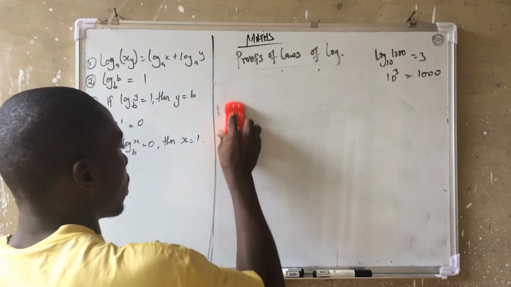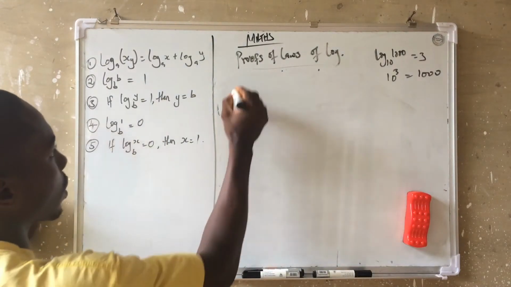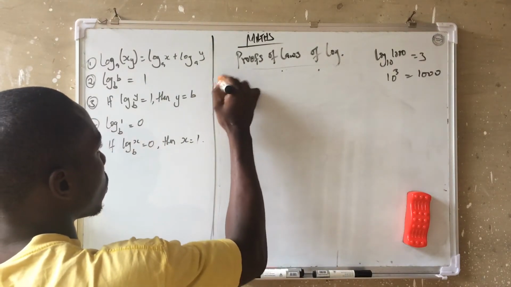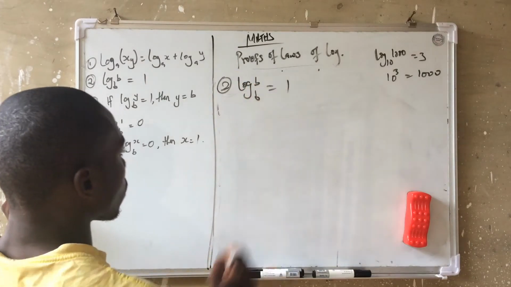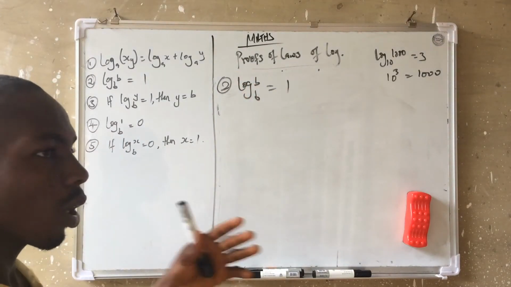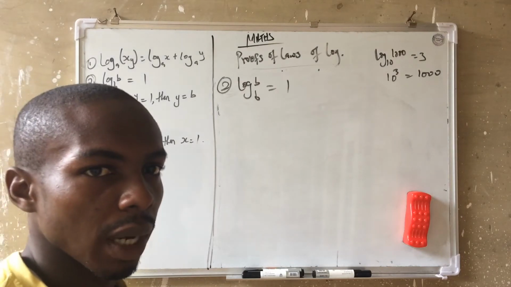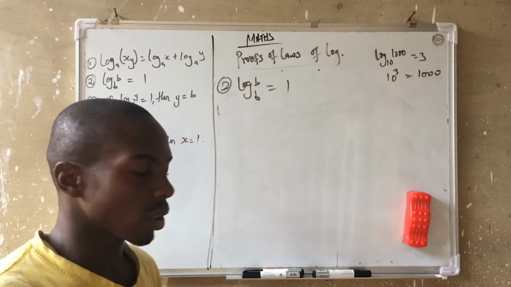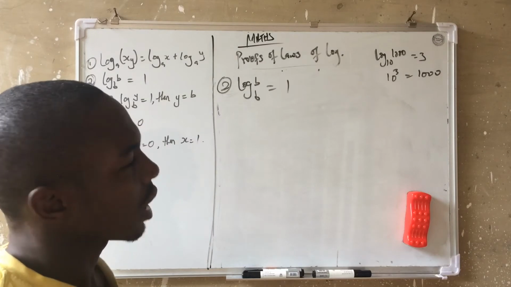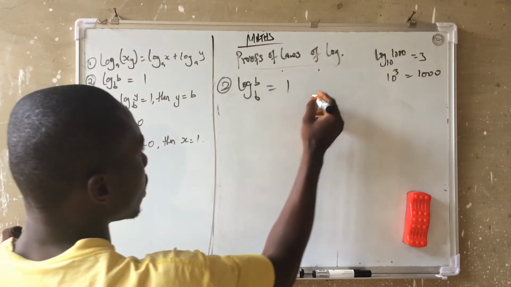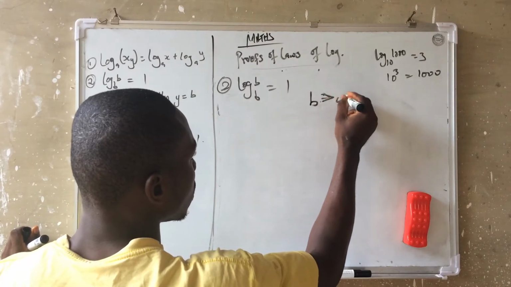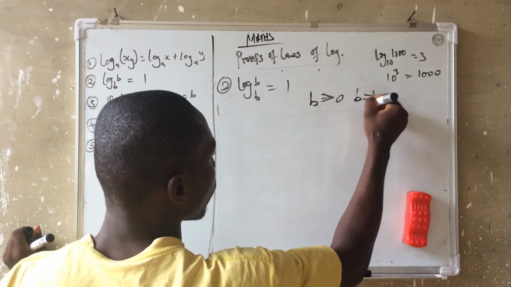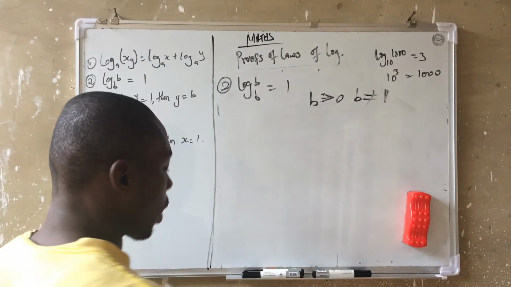And the next one, number 2, says the log of b to the base b is equal to what? 1. The log of a number to the base of that same number is equal to 1. But there are some exclusions. So what are the exclusions? This b here, the base, must be greater than 0, and b must not be equal to 1.